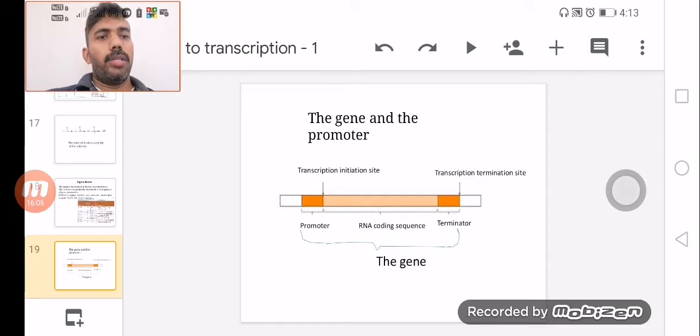So about the promoter region, we know that the structure of a gene will have a coding region. So apart from a coding region, we also have a promoter region and a terminator site. So the promoter region is important for the beginning of transcription, and terminator region is required for the termination of the transcription. So these two regions, even though they are not an intact part of the coding region, are being counted as part of a gene.